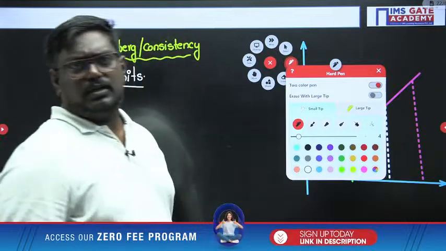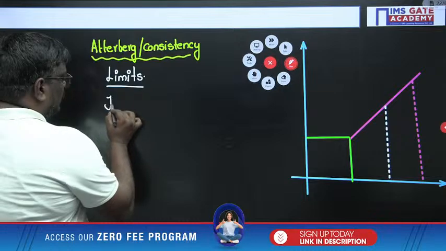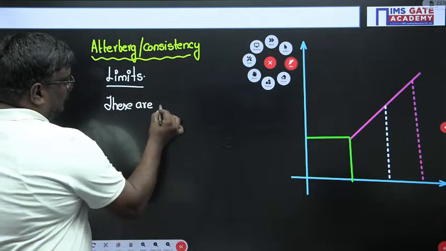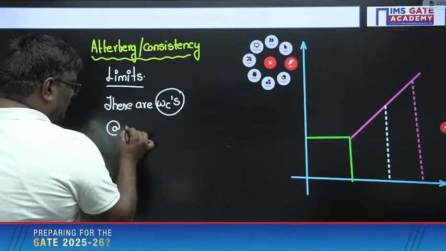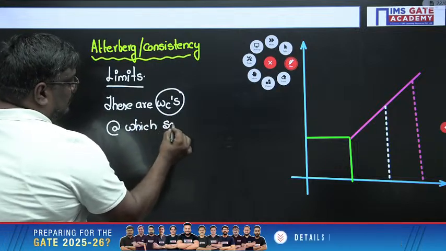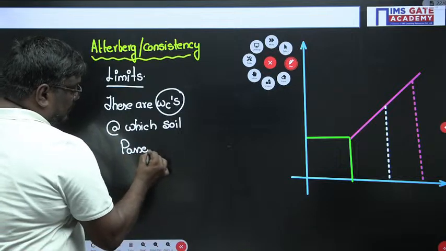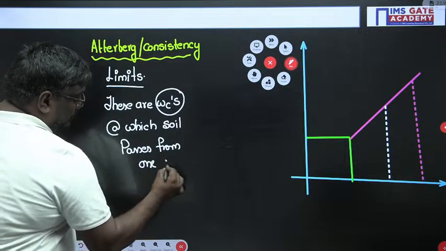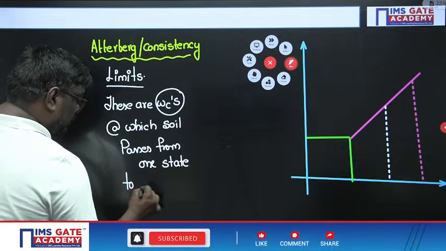Now see students, what are Atterberg limits or consistency limits? These are the water contents at which soil passes from one state to another state.